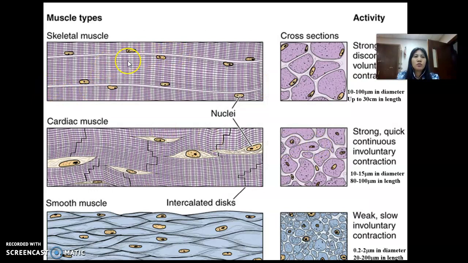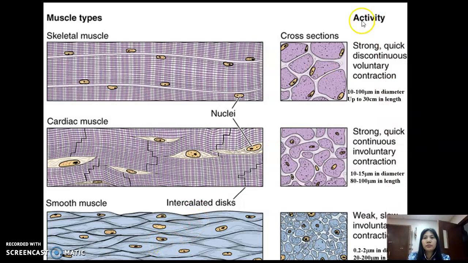So these are differences between the three types of muscles: skeletal muscles, cardiac muscle, and smooth muscles. So as you can see here, skeletal muscle is strong, it's quick, discontinuous voluntary contraction. However, cardiac muscle is involuntary. It's still strong and quick, but it's involuntary contraction.